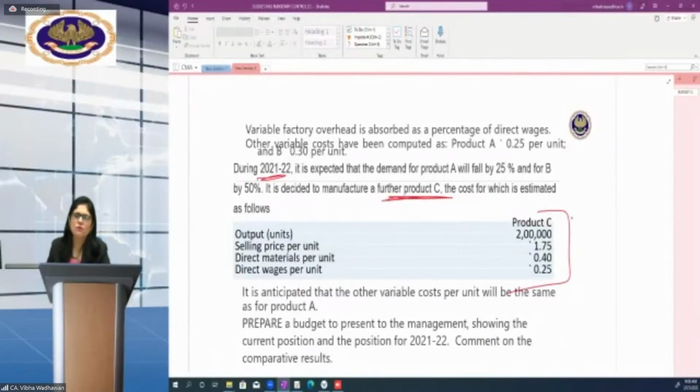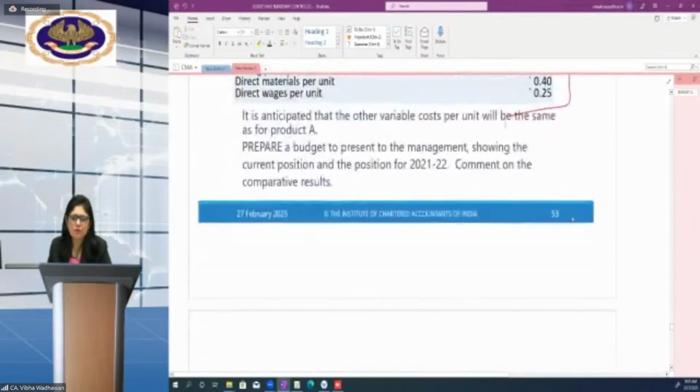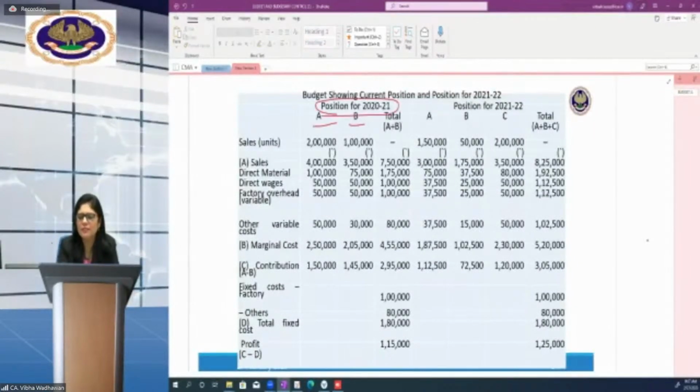So just take a note of this question. It's a practice question and you will be able to do it. You have to show the comparison of both the positions. Okay, you can take a note of the solution also. See, position for 2021, 2 products are there, and position for 21-22, 3 products are there. And the product-wise information is also given. So the units, earlier there were only 2 products, and now there are 3 products.